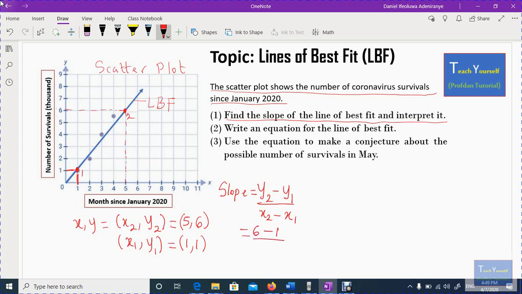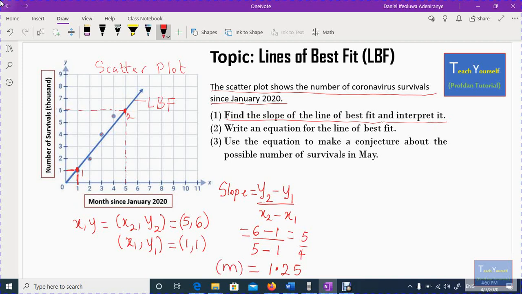over our x2 value, which is 5, minus our x1 value, which is 1. So this gives us 5 over 4. If you press your calculator, you should get 1.25. So this is the slope represented by letter M.